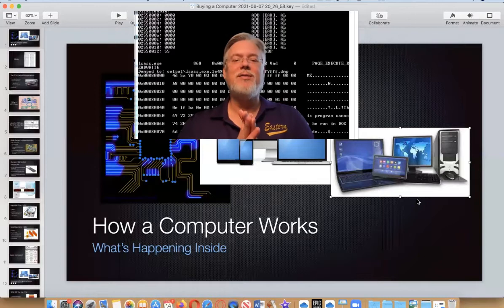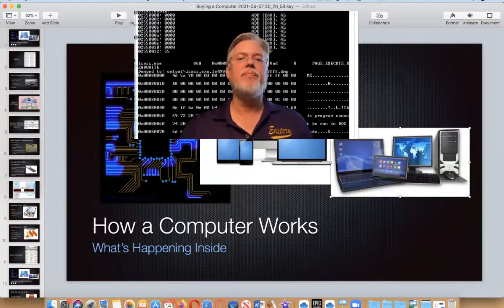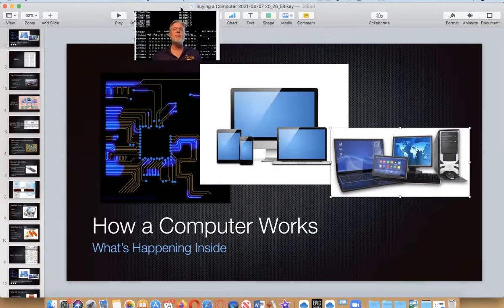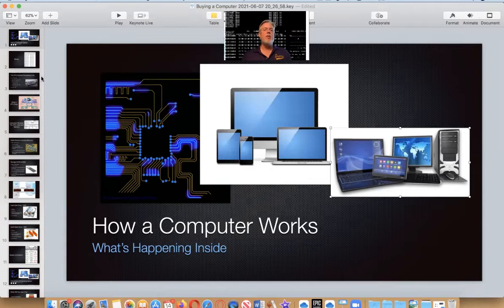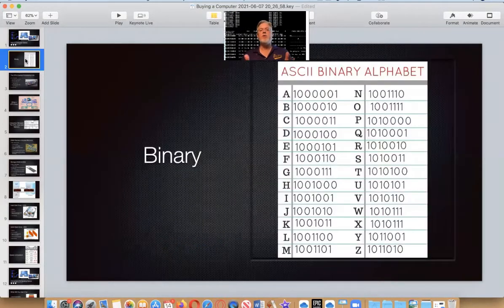Good morning, everyone. Today we're going to take a look at how a computer works and what is happening on the inside of that computer. Let me just go ahead and make myself really tiny here. All right, so let's start off with the concept of binary.